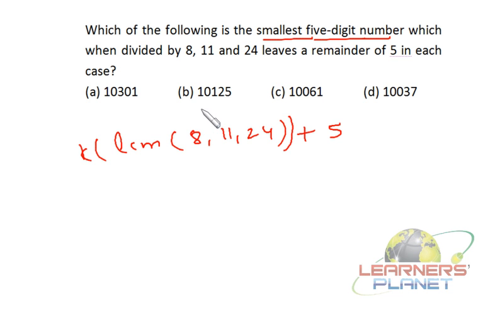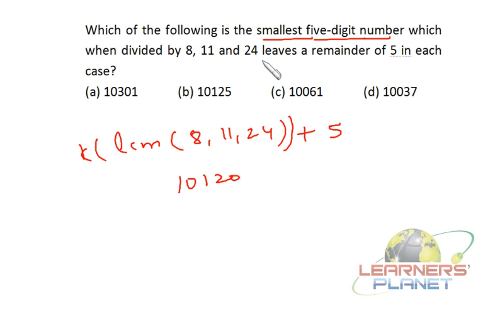Suppose I choose from the options 10125. So after deducting 5, it must be divisible by all of them. So 10125 minus 5 is 10120. Now I have to see whether 10120 is divisible by all of them or not.